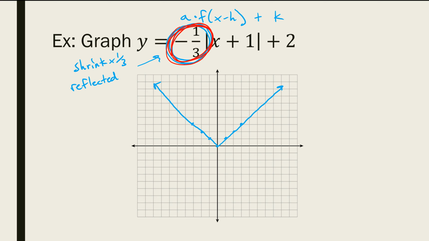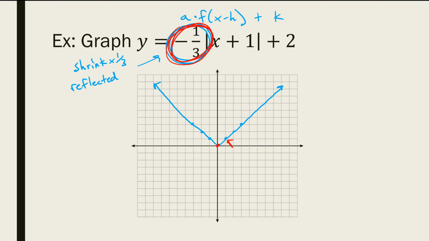So I need to reflect these points. I also need to shrink them. Here's what I mean by that. 0, 0. Let's think about the y coordinate of 0. 0 times -1/3 is still 0. So this point is going to stay the same, but all of these other points are going to change. They're going to be multiplied by -1/3. The y is going to be multiplied by -1/3.